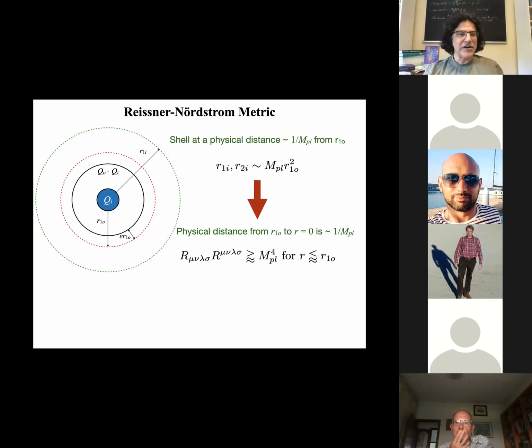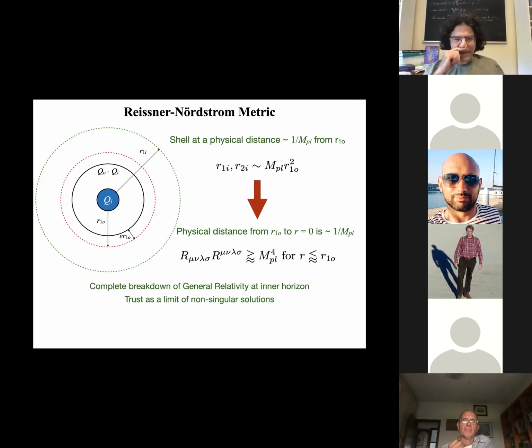So what has occurred now is we've taken this shell and moved it to within a Planck length of the inner horizon. The density is Planckian, the pressure is Planckian, and it turns out that the geometry inside is also Planckian, and the radial distance, which looked like a macroscopic distance, has become a Planck length. So the inside in this limit has approached something that violates general relativity throughout the interior.